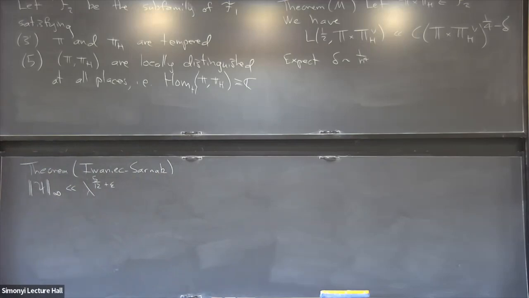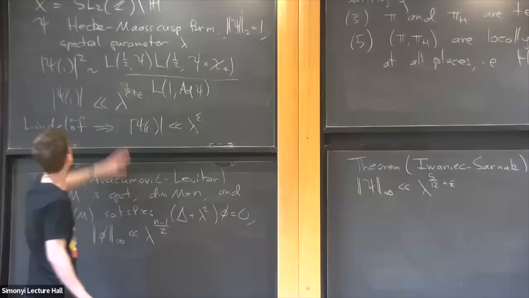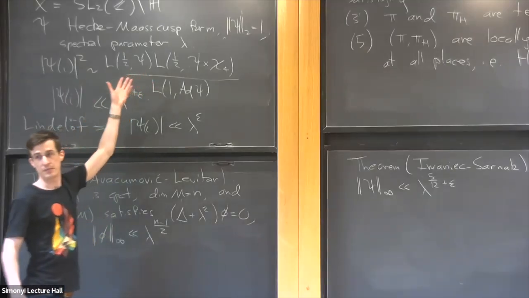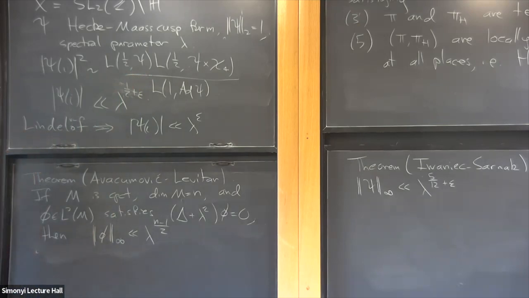They improve the trivial upper bound for the sup norm of the form from lambda to the half to lambda to the 5/12 plus epsilon using a technique called arithmetic amplification. And if you combine that with this, you get a subconvex bound. Okay, so this is something that works for GL2.